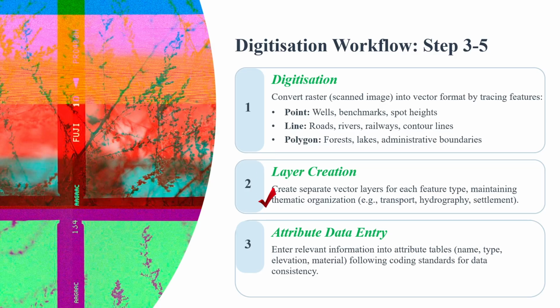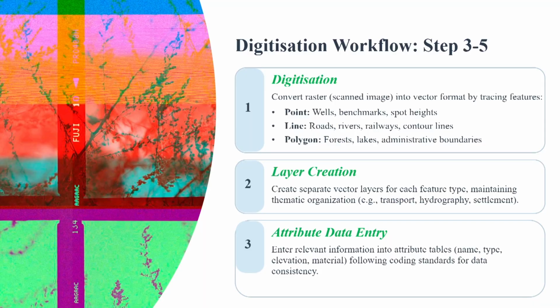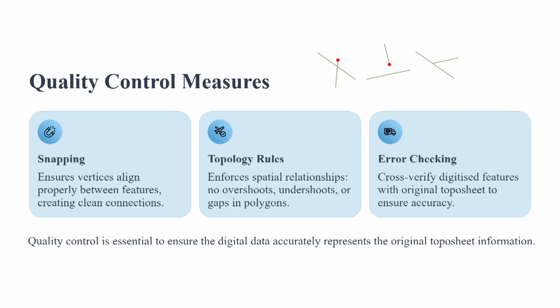The next one is the attribute data entry. Attribute data means data about the data. So, what is the settlement, what is the road name, what is the name of that forest, what is the name of that water body; all this information we feed into the software is called attribute data.